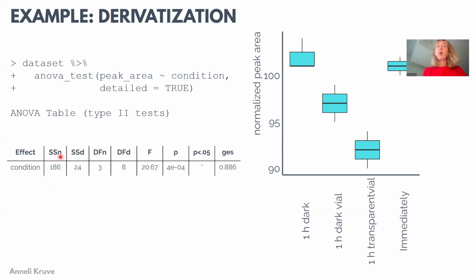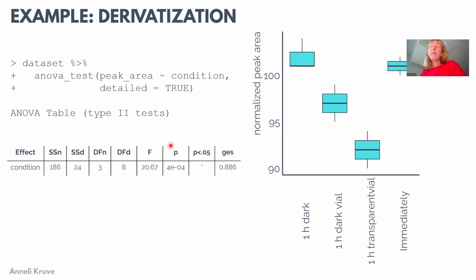It does tell me the total sum of squares. It does tell me also the sum of squares from the replicates, and it also gives me the degrees of freedom for all of those. Then it also gives me the calculated F value. So what is the ratio of the variances arising from the factor level and from the random errors?